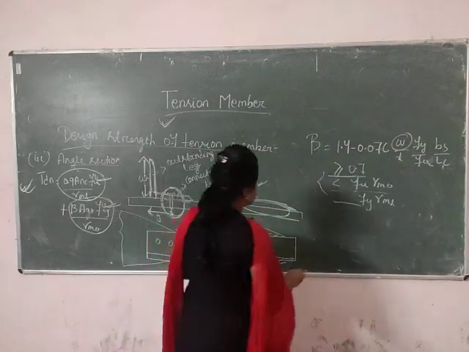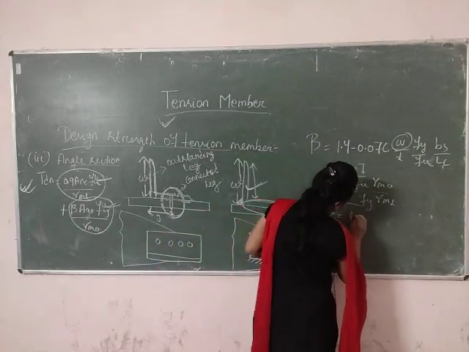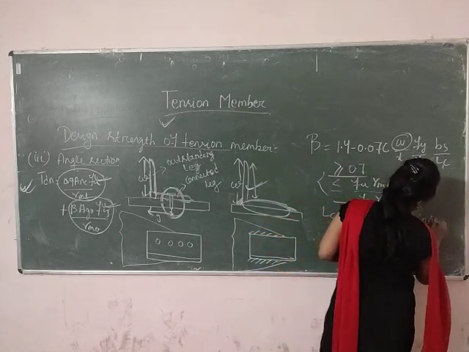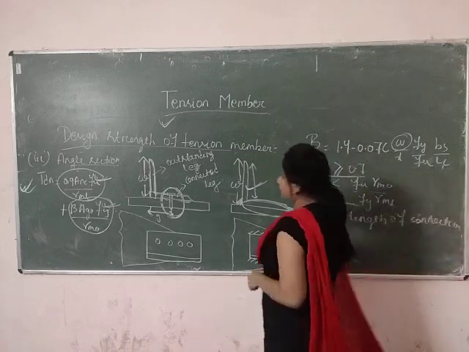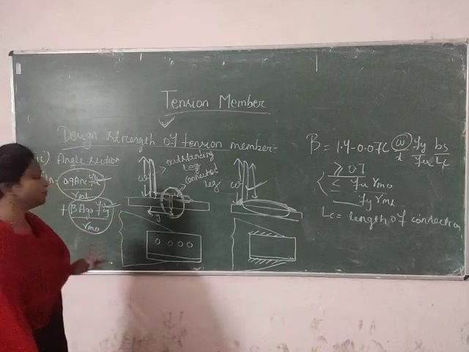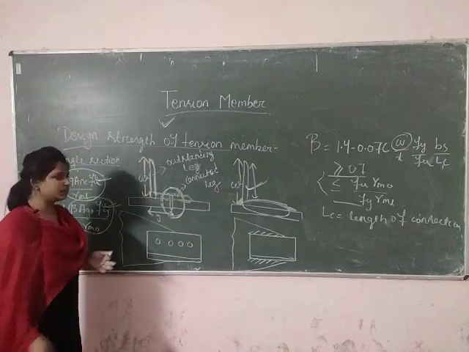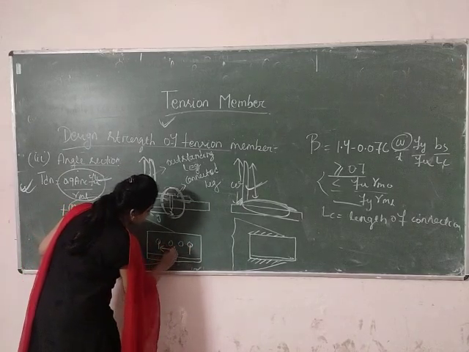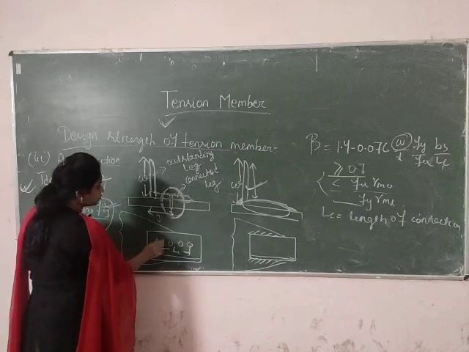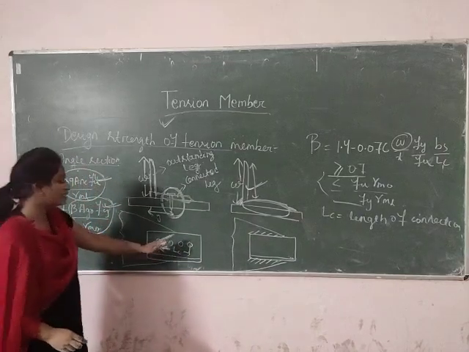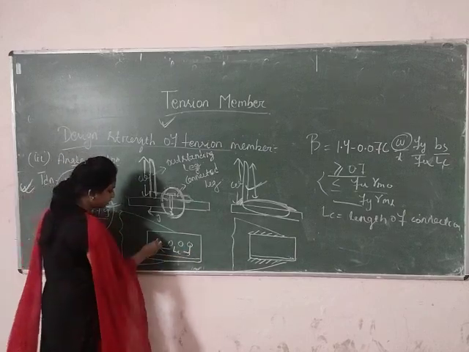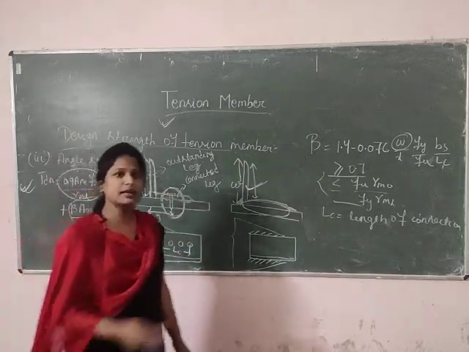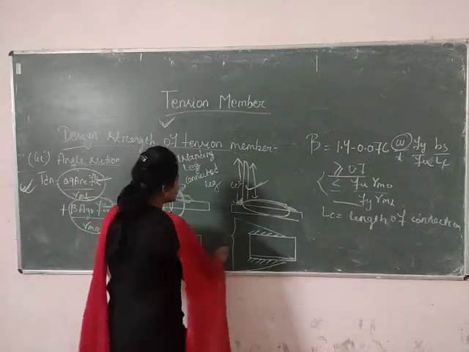Then next come to LC. Here LC is the length of connection. If the tension member is connected by the help of a bolted connection, then the length of connection will be this distance, that means the center to center distance between the first bolt and last bolt. This is the center of the first bolt and this is the center of the last bolt. So this distance is known as the length of connection in case of bolted connection.